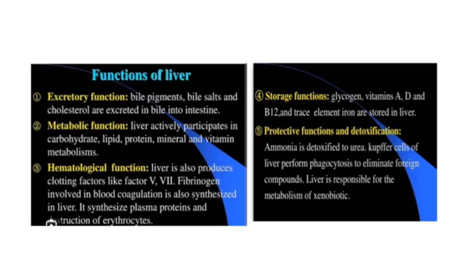A metabolic function. Liver actively participates in carbohydrate, lipid, protein, mineral, and vitamin metabolism. The hematological function. Liver is also involved in the production of clotting factors. Alright, and then storage functions. They store glycogen, vitamin A, vitamin D, and vitamin B12, and trace elements such as iron are stored in the liver. Then protective function. Ammonia is detoxified to urea.